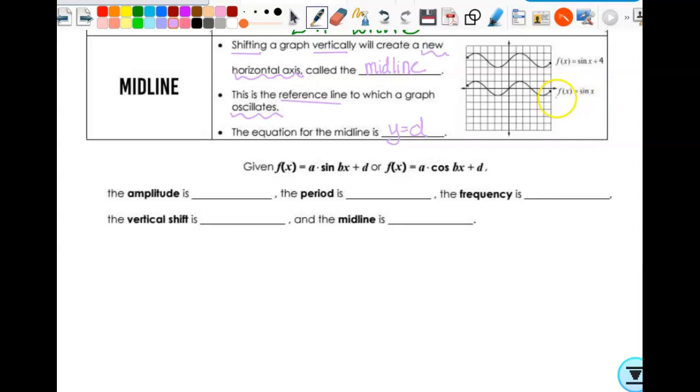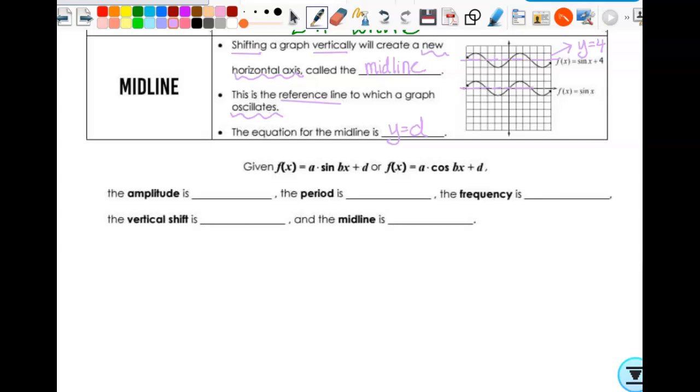You can see here when you just have the sine parent function, your midline is right there at y equals 0. If my graph is sine of x plus 4, all that happens is the entire thing shifts up 4. So my new midline right here is y equals 4. And I can see from the midline to the maximum that my amplitude is 1. That's why having the midline in there helps. So you always want to sketch it in, because it'll help you figure things out.